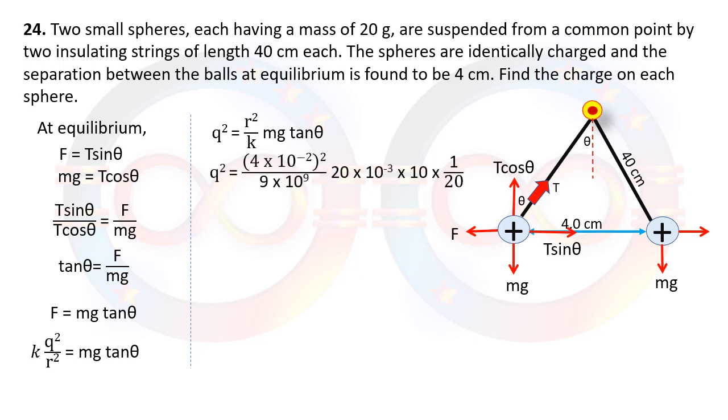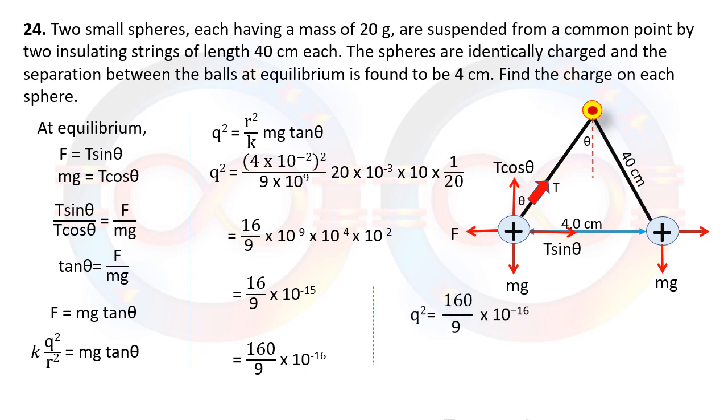Put all the values. r is 4 centimeter, so 4 into 10 raised to minus 2. Then k is 9 into 10 raised to 9. m is 20 grams, so 20 into 10 raised to minus 3 kg. g is 10, tan theta is 1 by 20. Simplifying again, it will be coming as 16 upon 9 into 10 raised to minus 15, or 160 upon 9 into 10 raised to minus 16, so that under root, 10 raised to minus 16 will be 10 raised to minus 8. And then 160 upon 9, after simplifying it will be 4.2 into 10 raised to minus 8 coulomb.